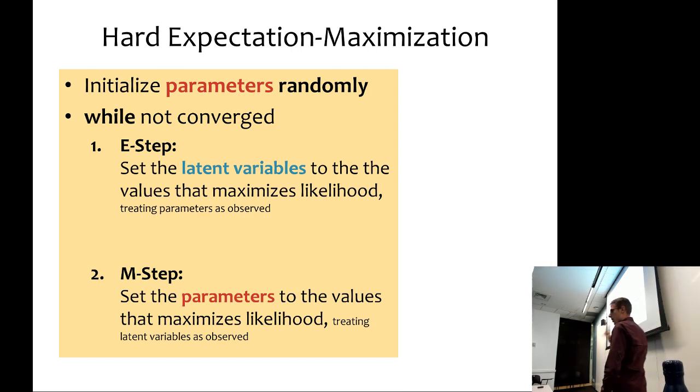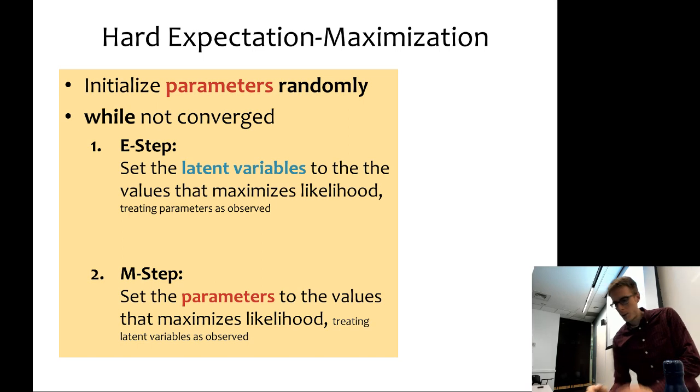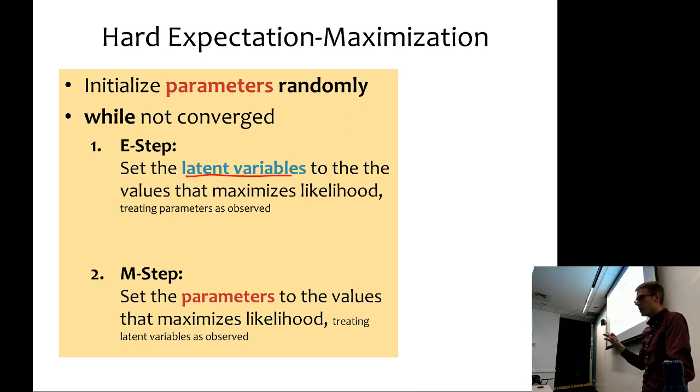Okay, so the first algorithm that I want to show you is hard EM. Okay, this is sometimes also called Viterbi EM. And here's how it works. So you initialize your parameters randomly, and then while you've not converged, your E-step sets all of your latent variables to the values that maximize likelihood, treating the parameters as fixed. Okay.